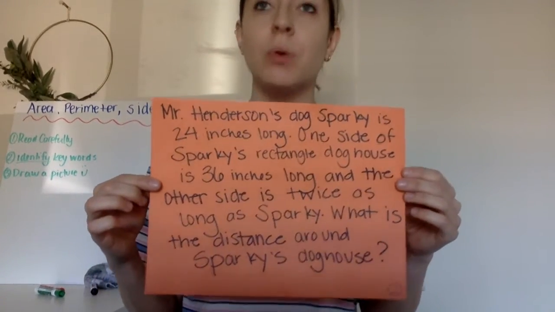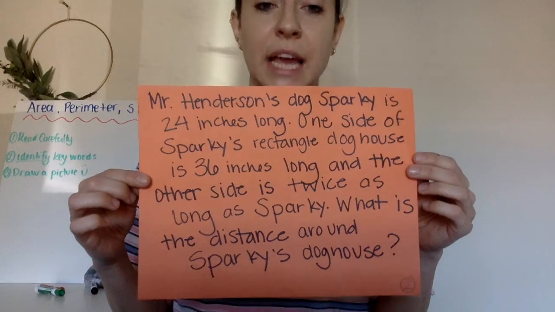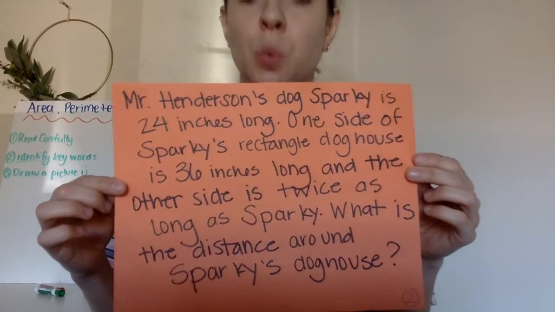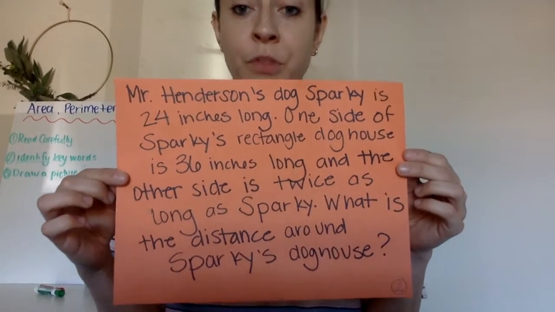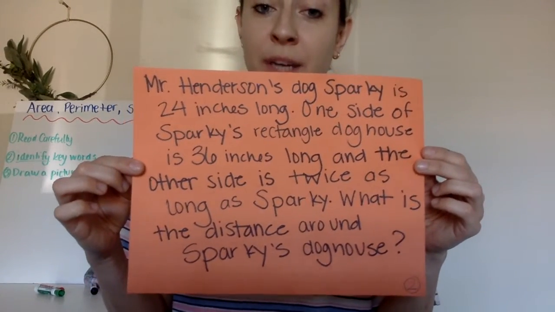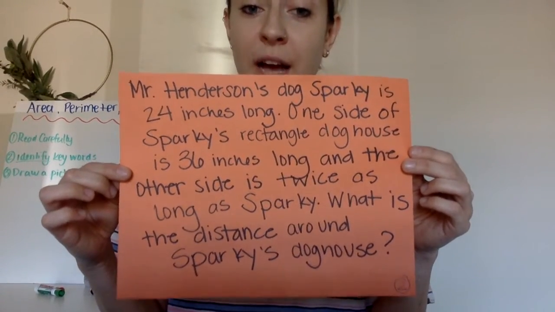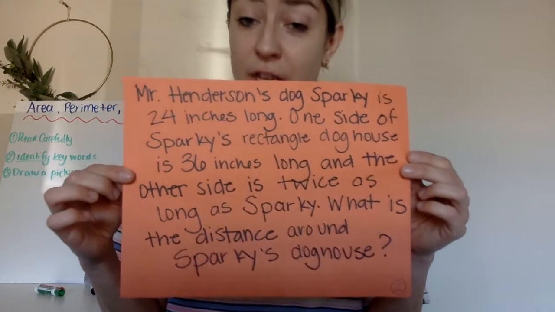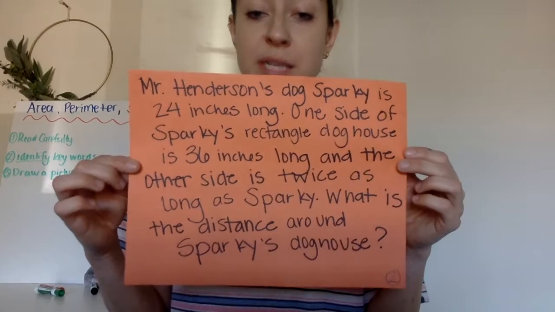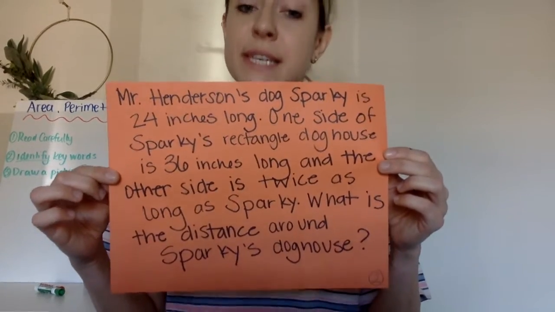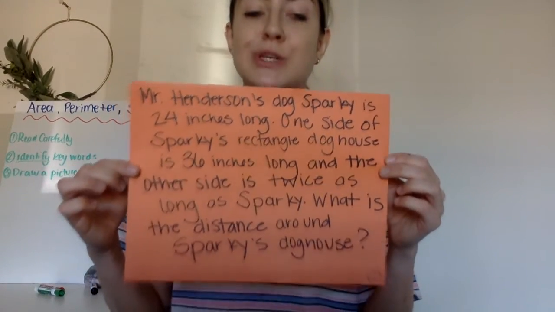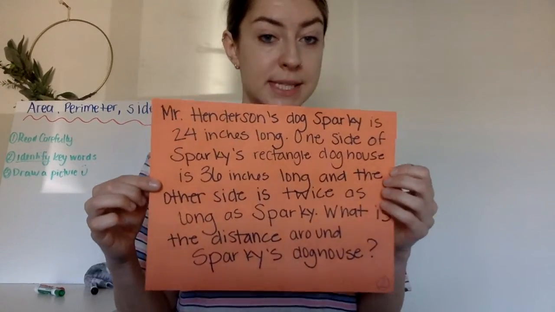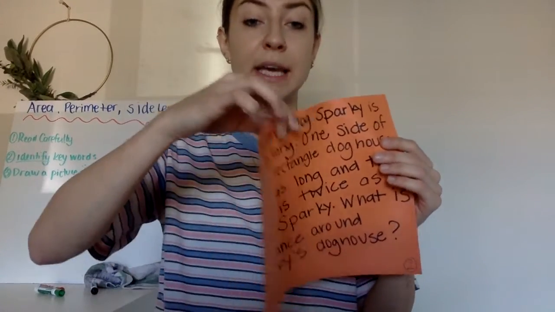I'll read it slower so you can really hear what it's saying. Mr. Henderson's dog Sparky is 24 inches long. One side of Sparky's rectangle doghouse is 36 inches long, and the other side is twice as long as Sparky. What is the distance around Sparky's doghouse? All right, we read it carefully. Now it's time to identify key words.